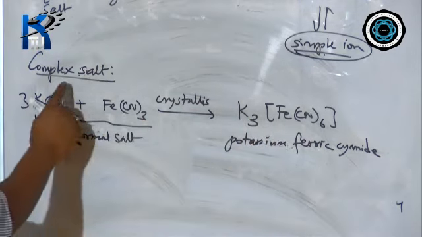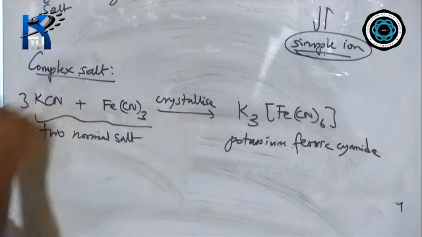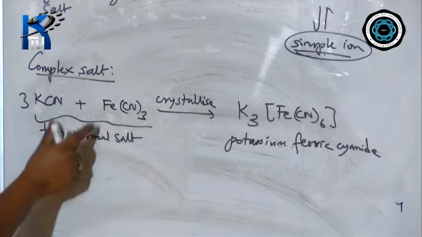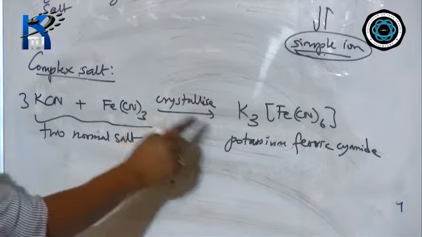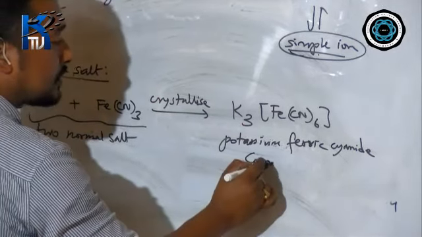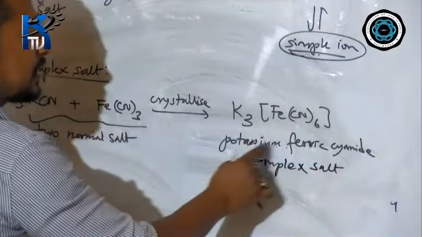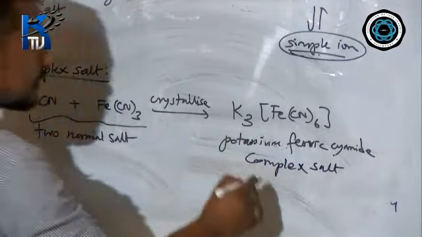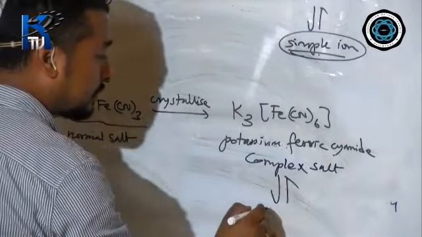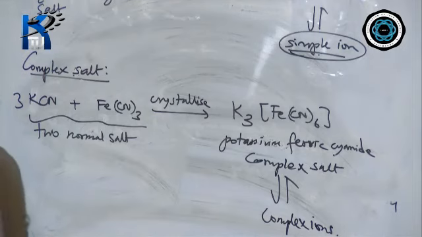Okay, so let us see the definition of complex salt now. When 2 normal salts are allowed to crystallize, a single salt is formed known as a complex salt. One example of it is potassium ferrocyanide, and such a salt on dissociation produces complex ions. So the definitions look quite the same type.